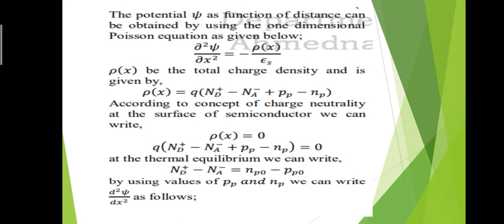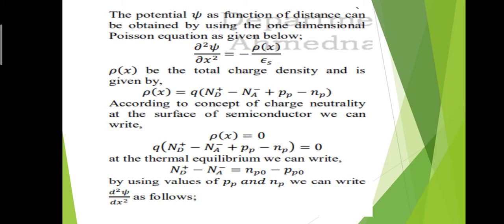Now we have to find the expression for the space charge region. So this is not sufficient, and we have to consider different cases like the Poisson equation. The potential psi as a function of distance can be obtained by using the one-dimensional Poisson equation as given below. We know that generally the Poisson equation in electrodynamics is del square psi equal to minus rho divided by epsilon 0, and here we consider all this situation at the semiconductor surface. So we take the Poisson equation for 1D, because our potential is at the surface and is only a function of the distance, that is x.